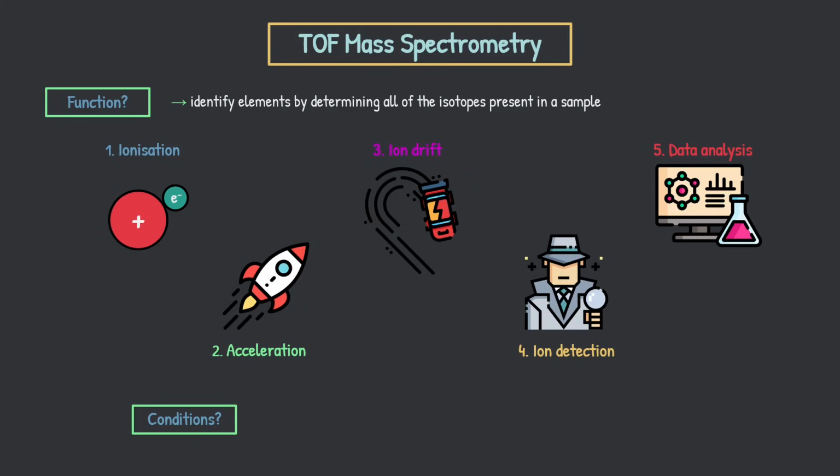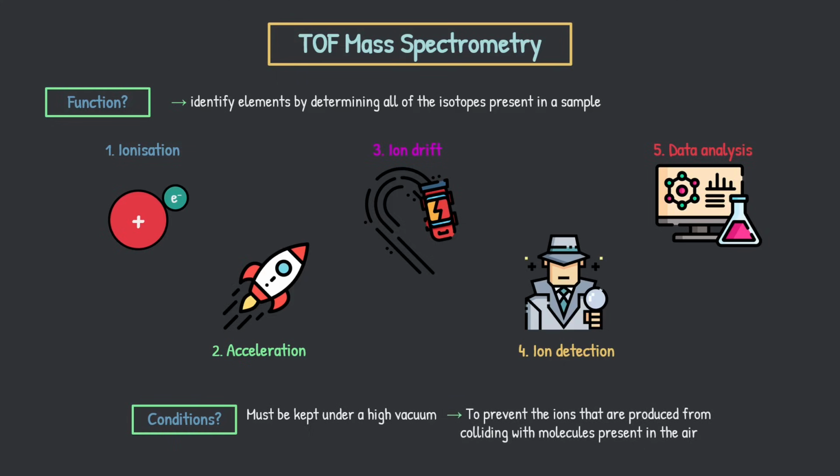The conditions for any mass spectrometry, including time of flight, is they must be kept under a high vacuum. Why is this? What is the purpose? The purpose is to prevent the ions that are produced in the process from colliding with molecules present in the air. This would completely mess up your mass spec, so we really want to avoid that at all costs.